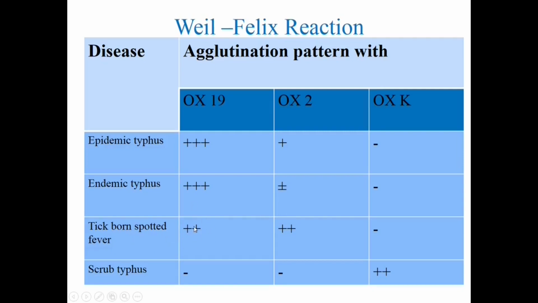This is an agglutination test. So what I'm writing as plus is agglutination. So the tick-borne spotted fever group will show agglutination. That means if antibodies against OX19 and against OX2 antigen are present, you will see agglutination. Scrub typhus will have agglutination only against the OXK antigen. That means if you collect blood from a patient suspected of scrub typhus and you perform this Weil-Felix reaction, you will see agglutination only against the OXK antigen.